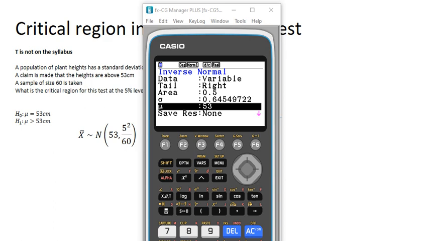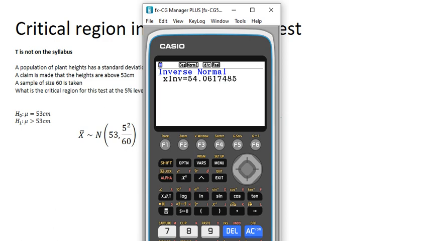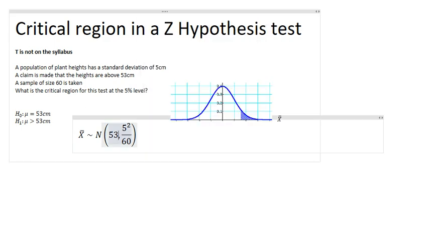I have put in 0.05, and it gives 54.1. So 54.1 is this line here. That's called the critical value. And the critical region is bigger than or equal to 54.1. Simple as that.